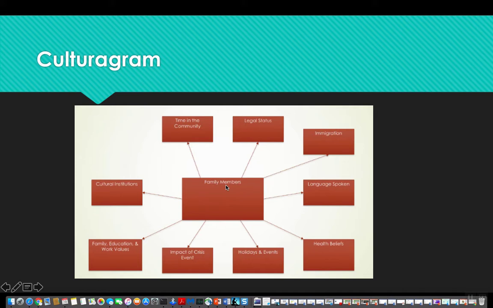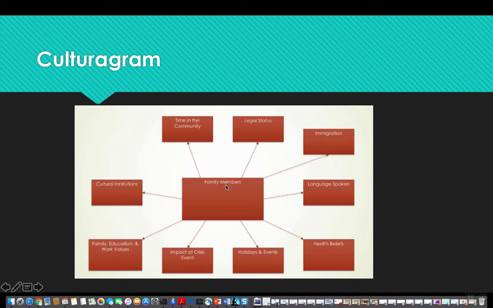Another aspect is legal status. Members in a household can have different immigration statuses, so you can have undocumented immigrants, immigrants with a green card, and U.S. citizens all living in the same household. In that case, you should consider how the legal status of some of the family members may prevent the household from seeking social services.